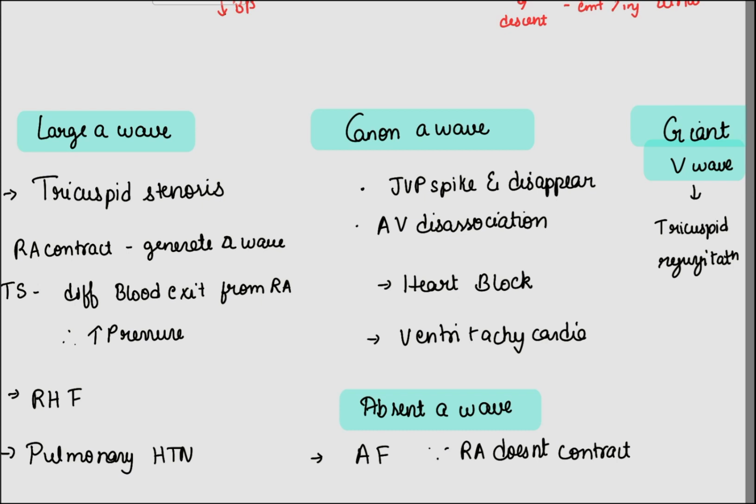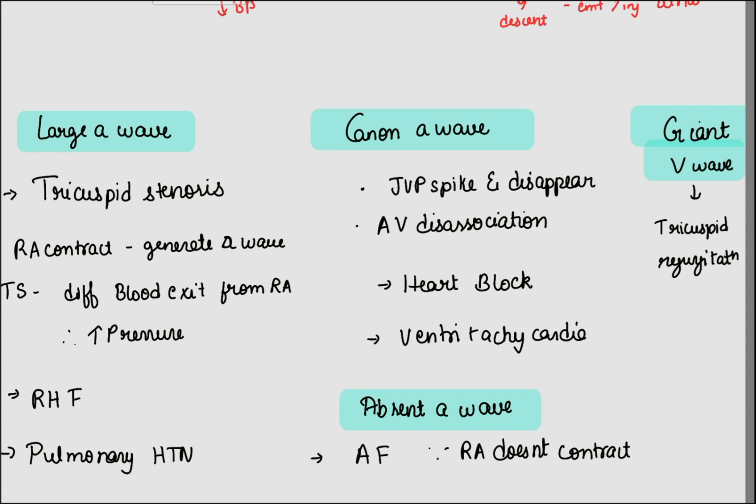In large A wave, we can see it basically in tricuspid stenosis, where right atrial contraction generates the A wave. When there is tricuspid stenosis, there is a difficulty for blood to exit from the right atrium, therefore the pressure increases. Large A wave is also seen in right heart failure, pulmonary hypertension.